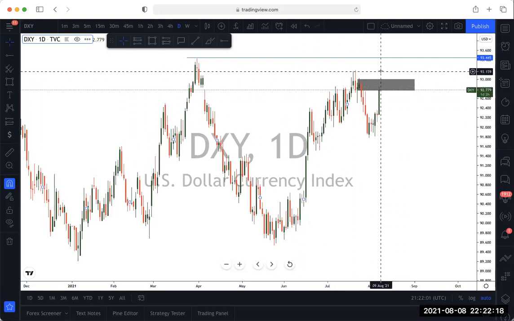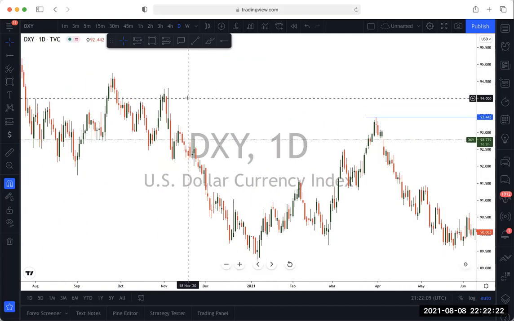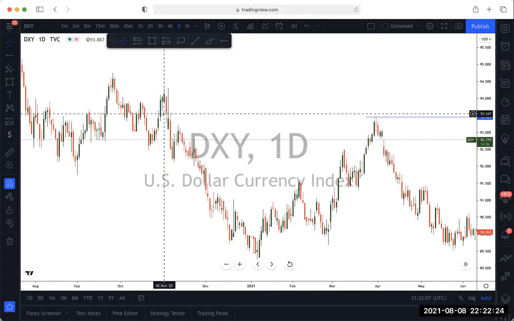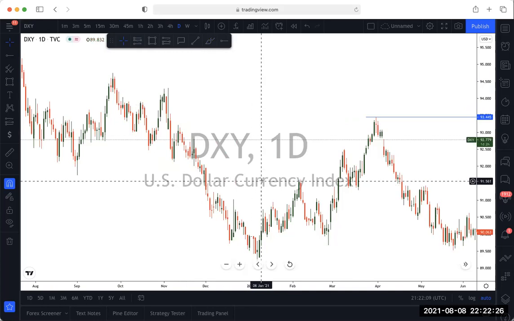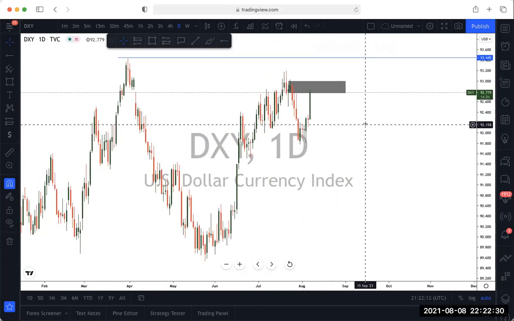But majorly, I still want this particular zone to be raided, and I want this high to be raided because of what I can really see in this area. Because of this, I will really be interested to see price still go higher on dollar index. Or anyway, let's go to the 4-hour time frame.